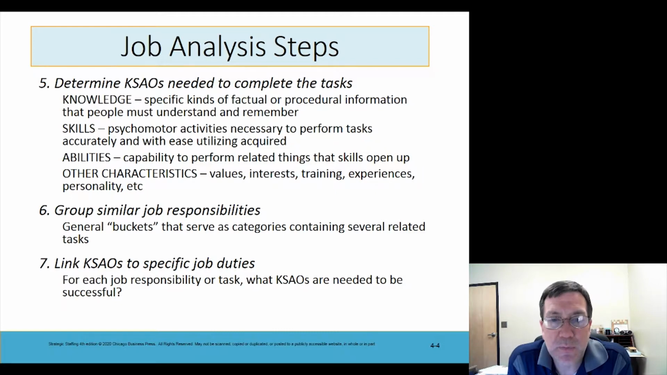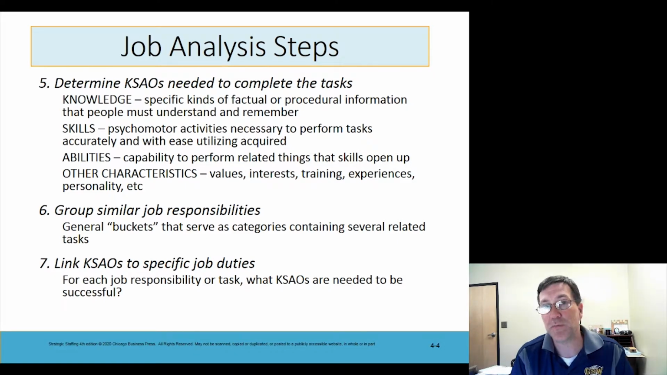Abilities are the capability to perform related things that skills open up. So you've got a particular skill which leads to an ability. Knowledge helps you to develop a skill, and that skill helps to develop an ability. And then other characteristics are those things that are harder to measure: your values, your interests, your training, your experiences, your personality, and so forth.